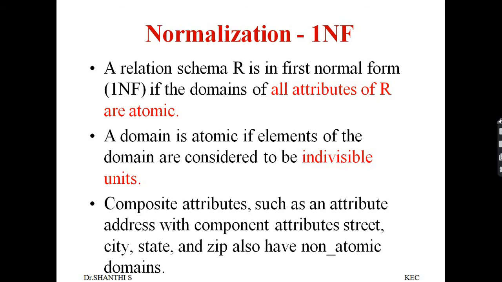First normal form. A relation schema R is in first normal form if the domains of all attributes of R are atomic. So what is atomic?